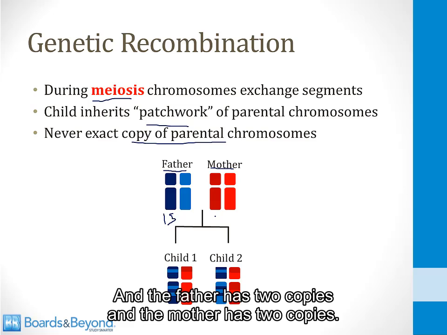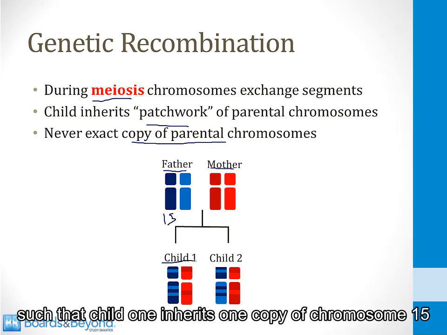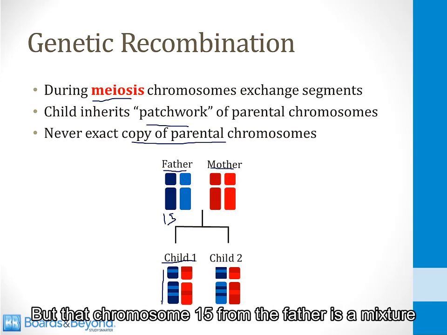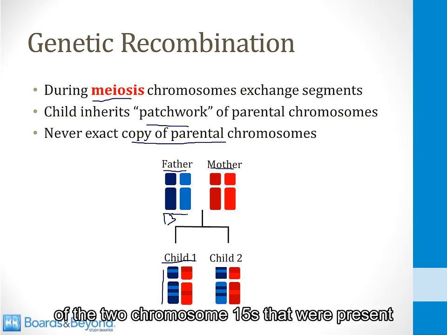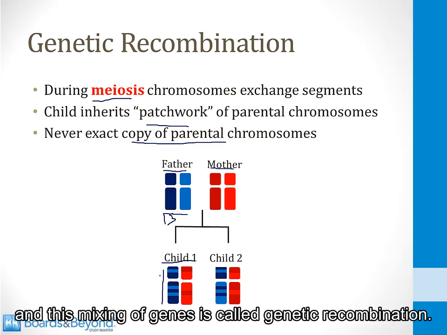two copies. Those chromosomes are going to recombine during meiosis such that child 1 inherits one copy of chromosome 15 from his father and one from his mother, but that chromosome 15 from the father is a mixture of the two chromosome 15s that were present in the father's cells, and the same is true of the mother, and this mixing of genes is called genetic recombination.